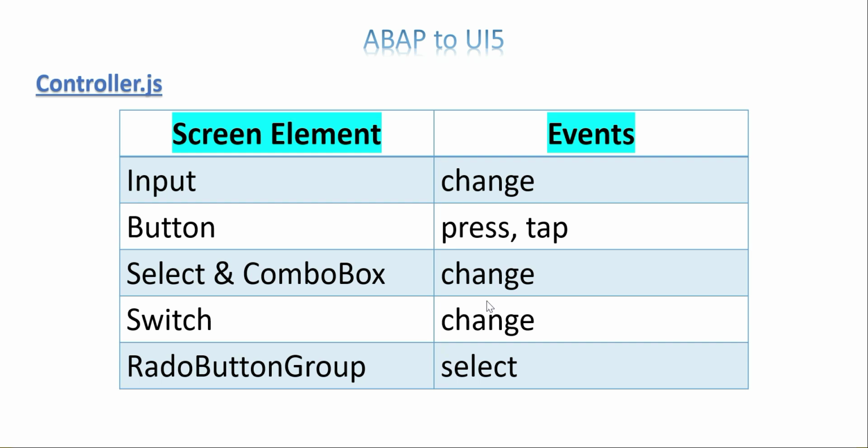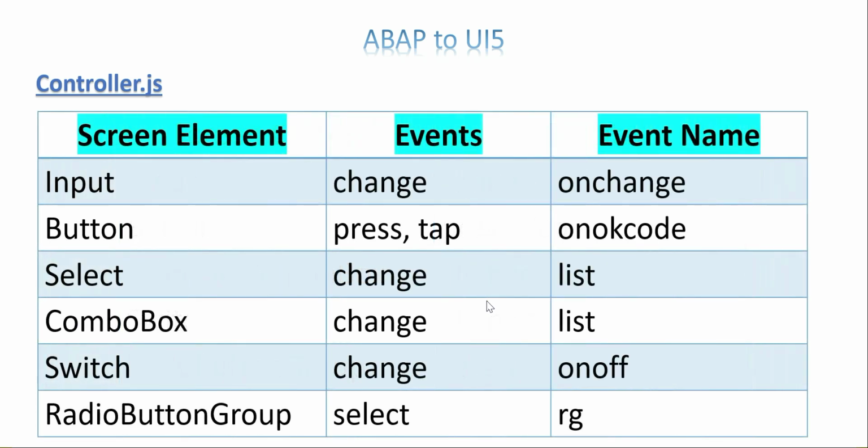Okay, and for every event you have to give a name. Any name you can give. Normally the best practice, or the naming convention, is that events start with on, so onChange, onOkCode, like that. But you can give whatever name you want. So for input, maybe I can give onChange, onOkCode, a list, on and off, RG. Anything you are able to give, but I can give just any name to my event at the design level.